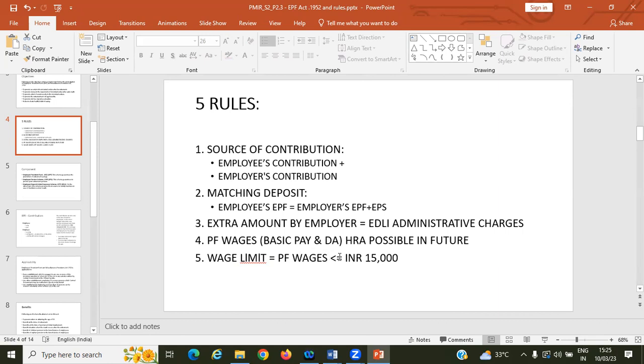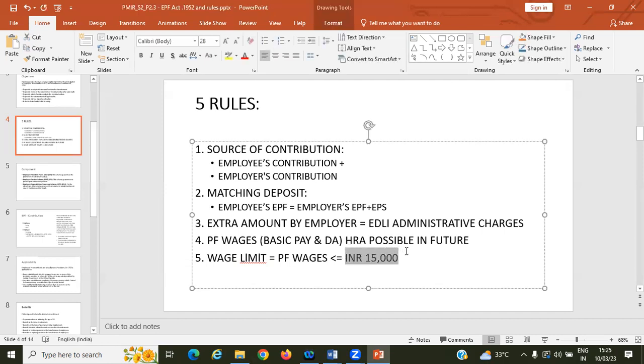Wage. I was telling you, the basic and DA. HRA is not included, but possibly HRA is going to be included this year. Wage limit. 15,000 is the wage limit currently. This is also going to change, maybe to 20 or 21 or 22,000. The government has to decide.